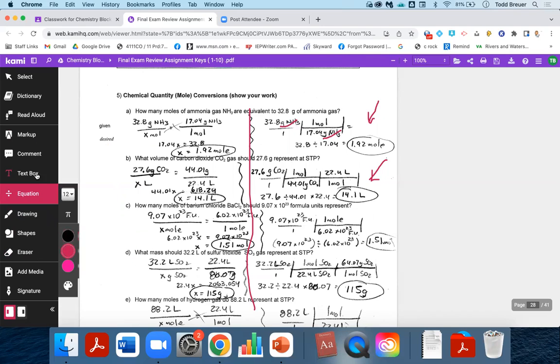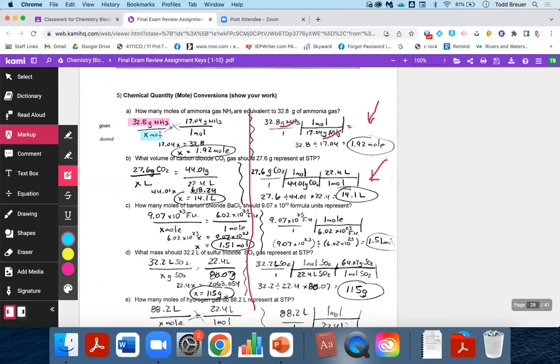So in this first example, the given amount from the words is 32.8 grams of ammonia, NH3. The desired amount asks, how many moles is that? So X, how many, is the unknown. Given over desired on the left. On the right, we put the factors that allow us to deal with the quantity conversion. Since this is a mass, the molar mass is equal to 1 mole. We get the molar mass by looking at the formula, 1 N, 3 H's. 17.04 grams is equal to 1 mole.